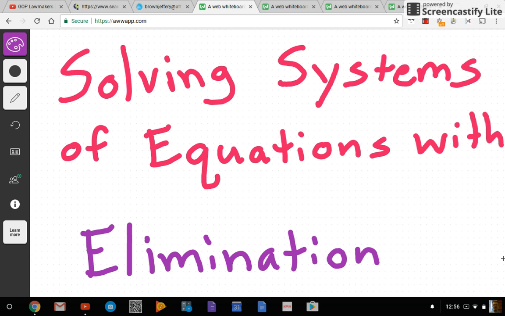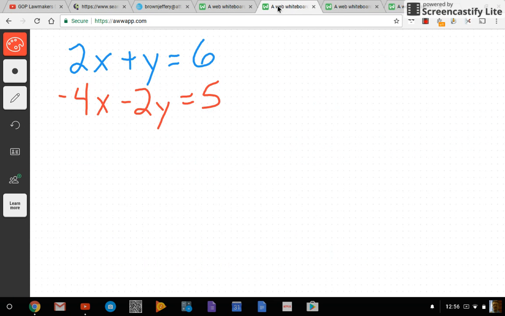All right, let's solve some systems of equations with elimination. Now, these are the three problems that I gave you yesterday in class. Let's see how we work these. Okay, so looking at these first two equations, what I'm looking at is which two I could most easily get rid of.